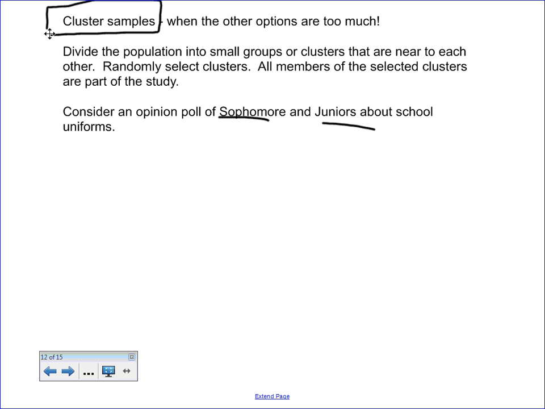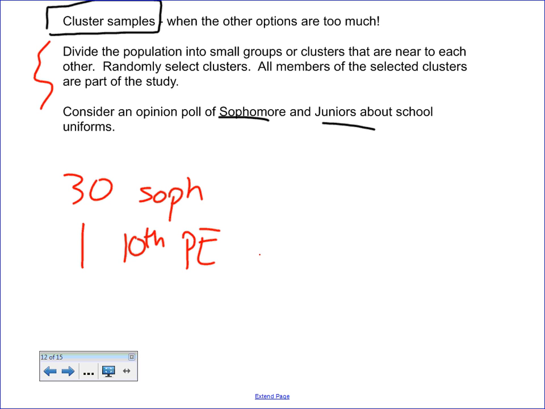A cluster is saying, hey, things are more or less randomly distributed in the school, so instead of selecting 30 sophomores at random, we're going to select one 10th grade PE class at random and ask everyone in it. And that would give us a sample size of 30. They were still randomly selected, the PE class was, and we're just going to make the assumption that all the PE classes are kind of mixed together. Nobody has a problem with that. That works great for the sophomores.